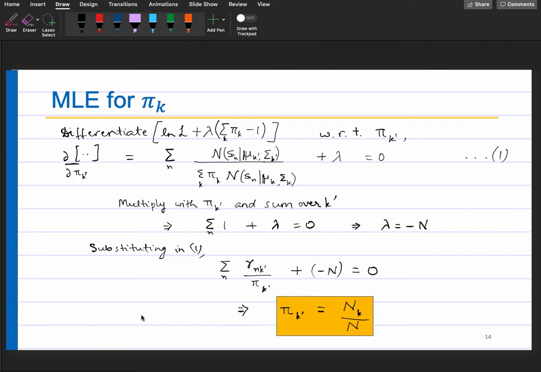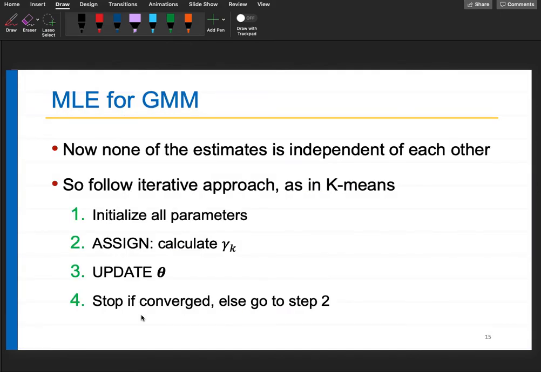Because we are not estimating all the parameters at once, we are estimating them step by step. Means you estimate one parameter while keeping others constant, and then iteratively you estimate all the parameters. Okay, so now summarizing the whole algorithm, maximum likelihood estimation for Gaussian mixture models.